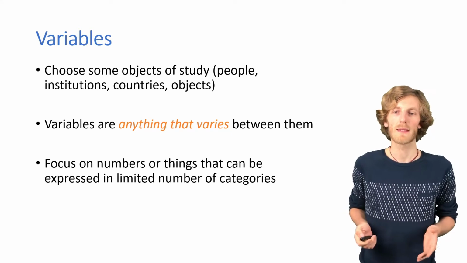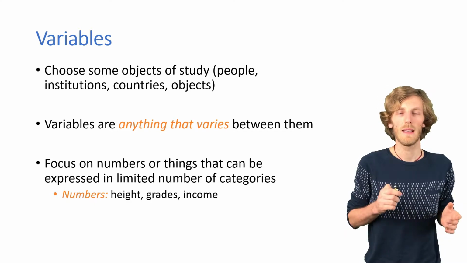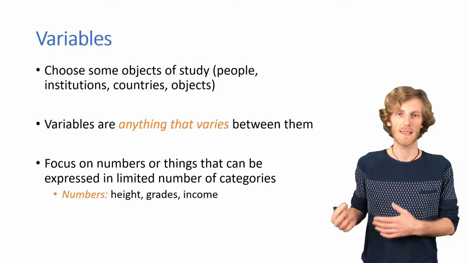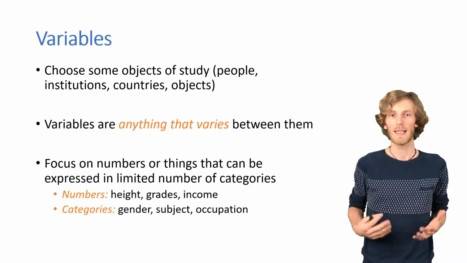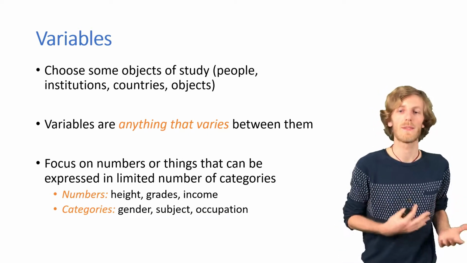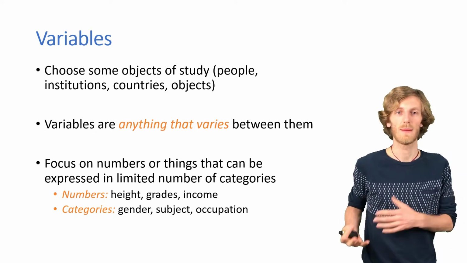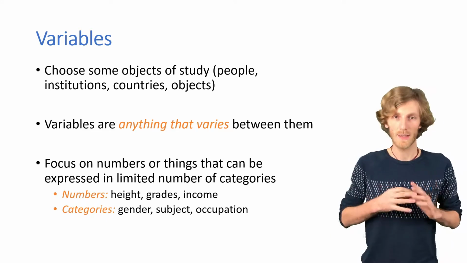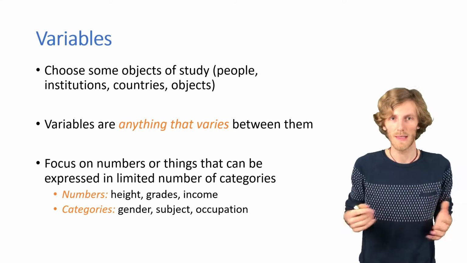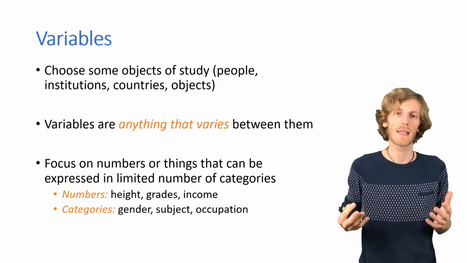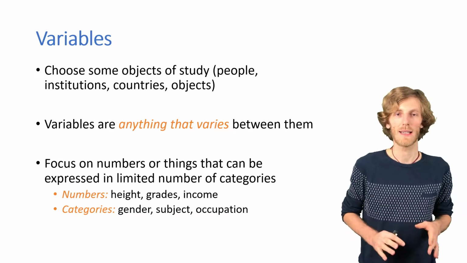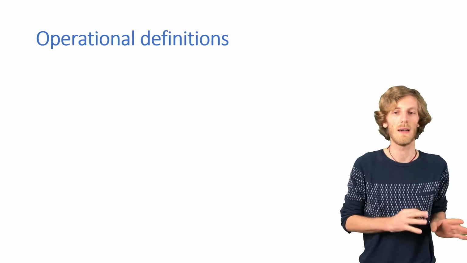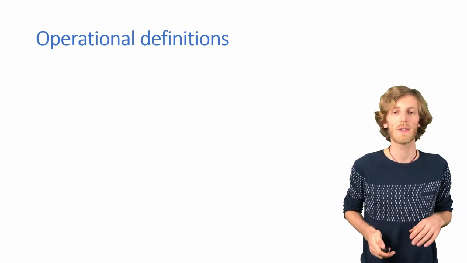Some of the variables are numerical. Some of them we can actually measure: height, grades, income. Some variables are categorical. So we might have gender, we might have the subject that someone gets a grade in, we might have an occupation. There are also some variables that are neither of those. There's unstructured text. When you look at big data sets, we're not going to look at that in this course. So our two variable types that we're interested in are numbers and then categories.